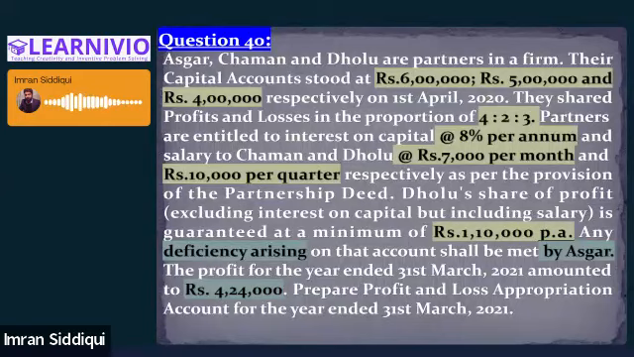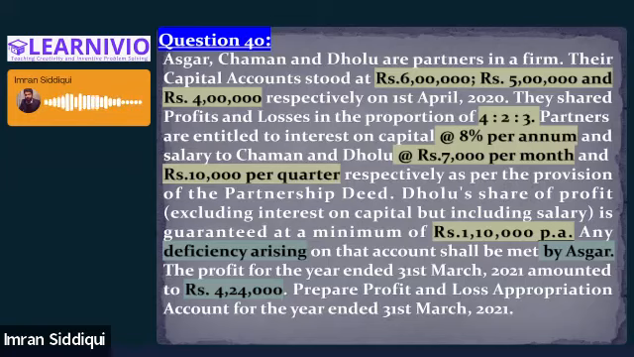It says, Asgar, Chaman, and Dholu are partners in a firm. Their capital accounts stood at 6, 5, and 4 lakh. They share profit and loss in the proportion of 4:2:3. Partners are entitled to interest on capital at the rate of 8% per annum. Salary of 7,000 per month and 10,000 per quarter for Chaman and Dholu respectively, as per the provision of the partnership deed. Dholu's share of profit, excluding interest on capital but including salary, is guaranteed at a minimum of 1,10,000 per annum.